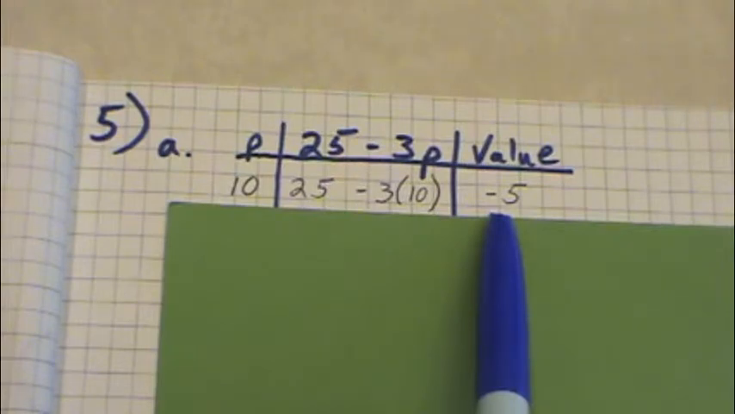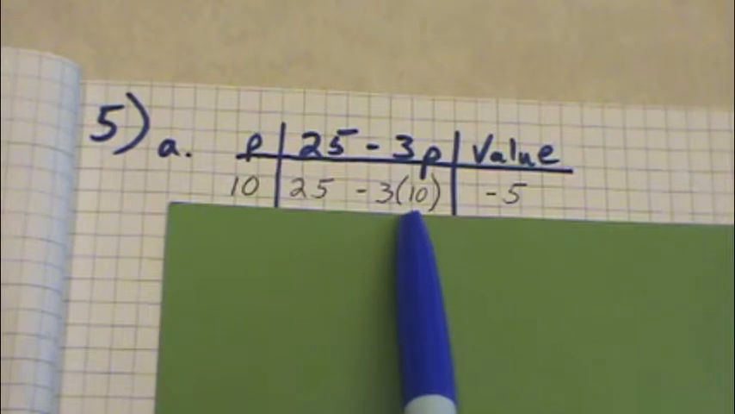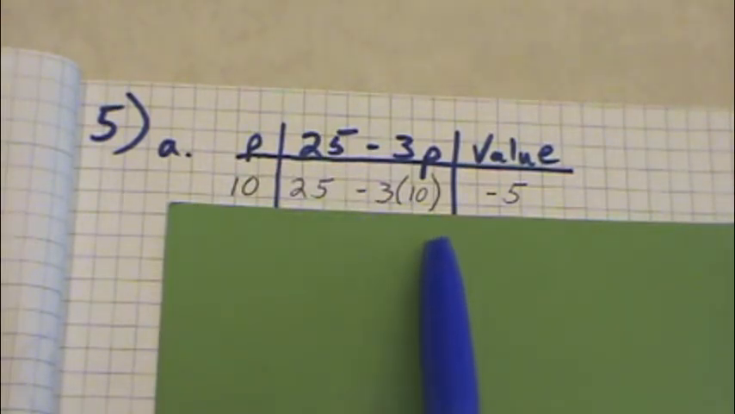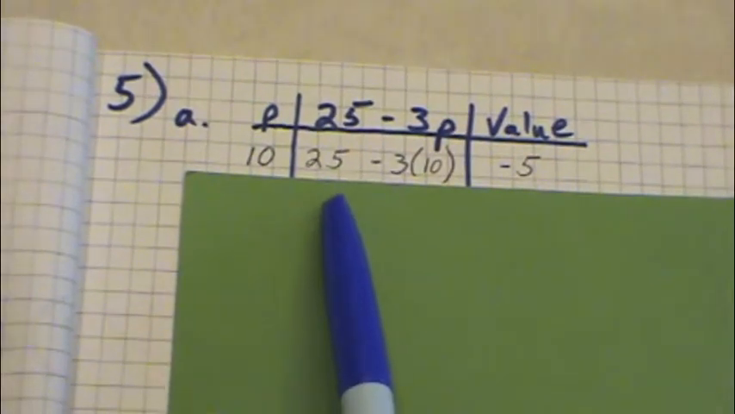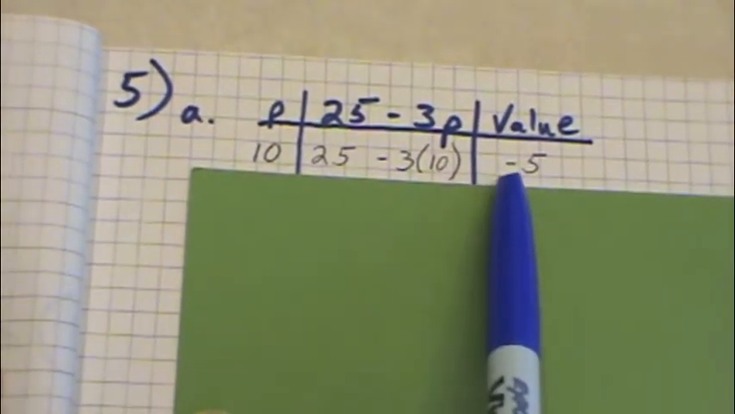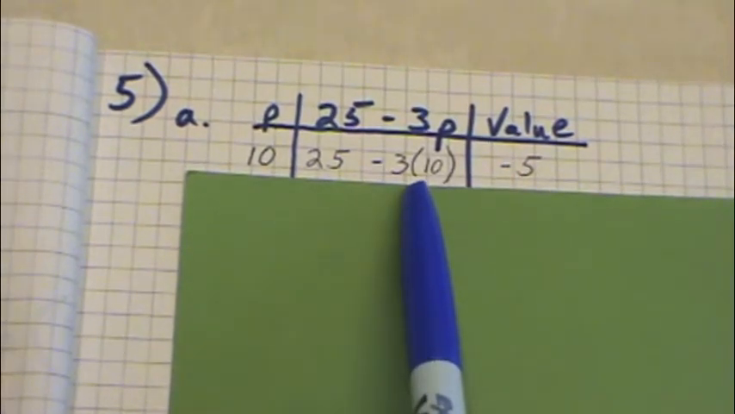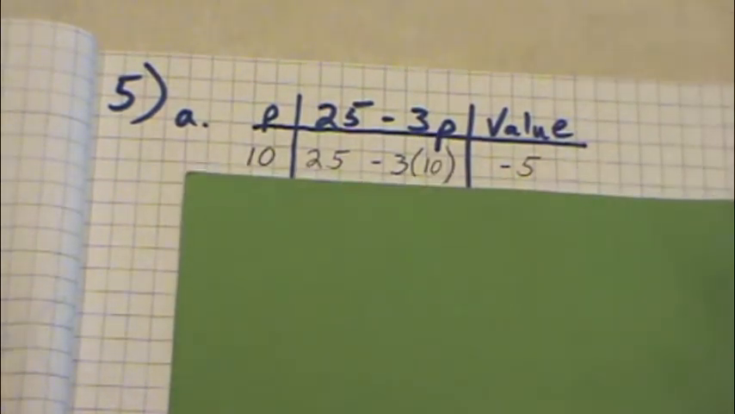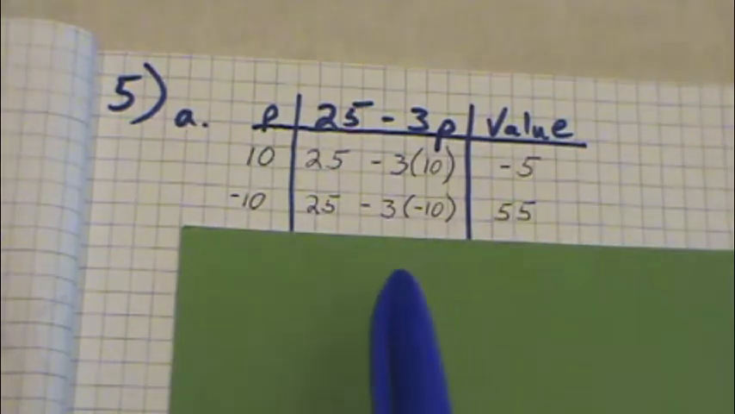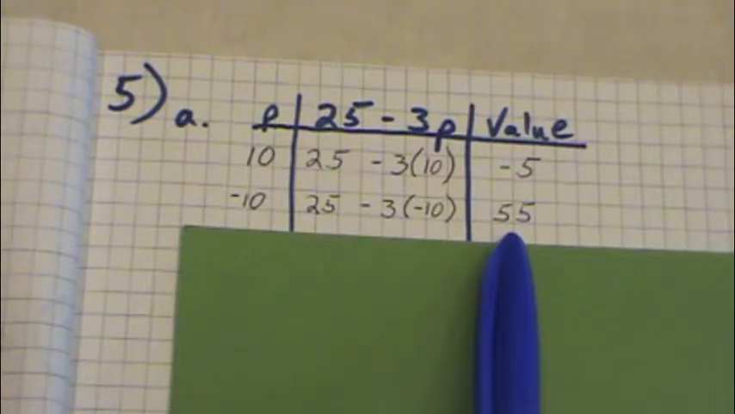So I figured, okay, let's see what happens if we put in, well, we could do a bunch of different things. We could put in 1, we could put in 100. Go ahead and try a few things. What I decided to do was, if this was negative, we have to have a negative number here. So what happens if we try negative 10? And then I got lucky. 25 minus 3 times negative 10 gives us 55, which is the answer that we are looking for.